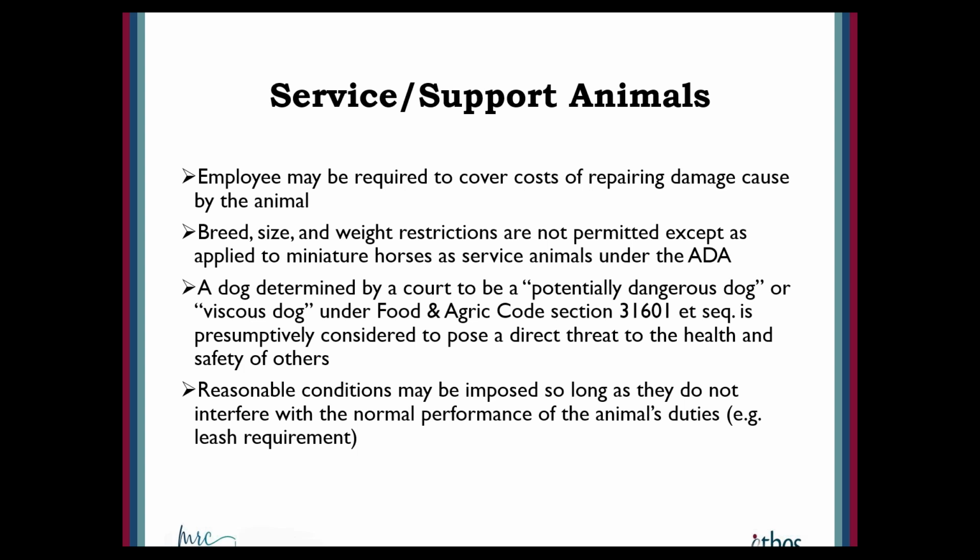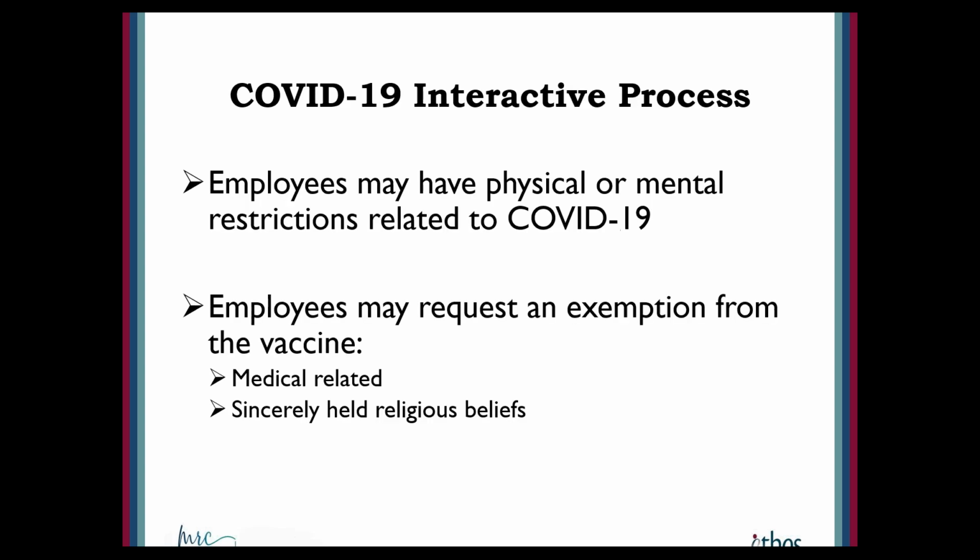And there is something, though, under Food and Agriculture Code 31601 that says that if a dog has been determined by a court to be a potentially dangerous dog or a vicious dog, pretty much that's because it's a threat to others, then you can say that you don't want that dog on your property. But I will tell you, when I looked that up, it wasn't like it was a list. It was sort of more general than that. So it didn't say by breed, here's what it is. And then you can require restrictions, like the example I just gave you. They said, okay, it's not like she could have the animal at her desk, but it was on the property so she could go to it frequently. You can require dogs to be on a leash. So you can put reasonable conditions on it as long as it doesn't interfere with their ability to do that.